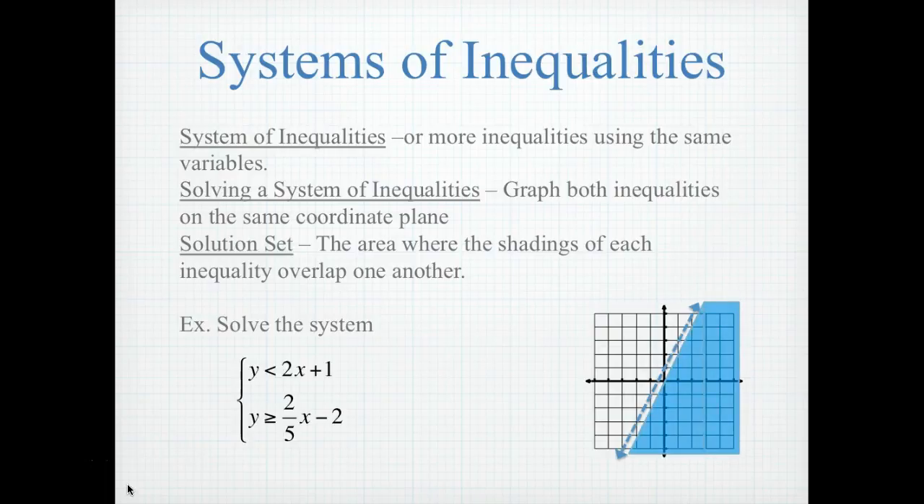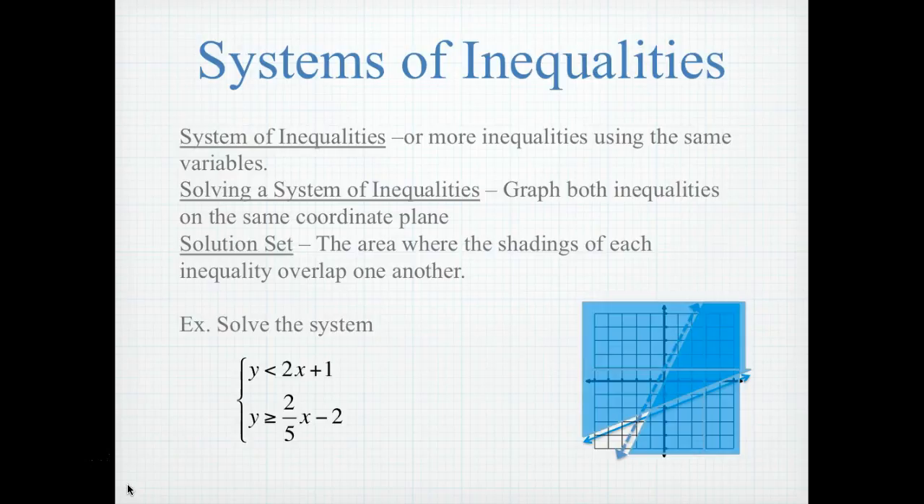In our second inequality, y is greater than or equal to 2/5 x minus 2, we have a y-intercept at negative 2, a slope of positive 2/5, and we have to graph using a solid line. Using the origin as a test point, plugging in the origin, we have 0 is greater than or equal to negative 2, which is also a true statement. So I shade the side of the line that contains the origin.